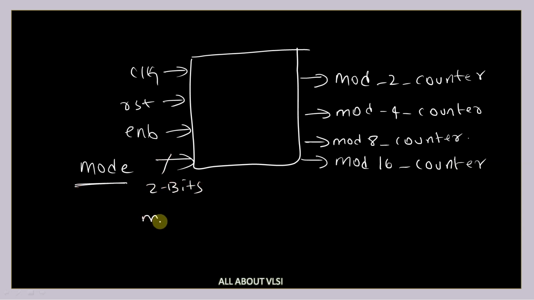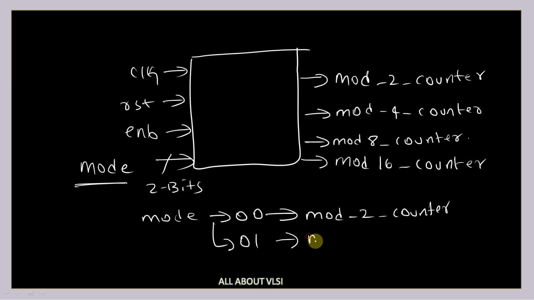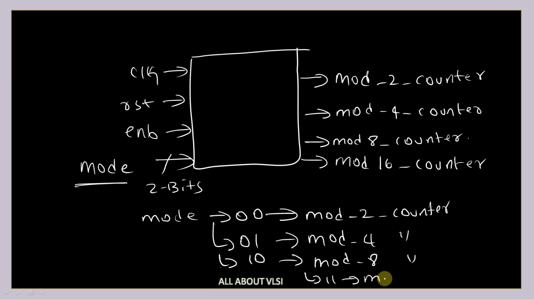If the mode signal is equal to 00, then we should have a mod 2 counter, if it is 01, it is a mod 4 counter, if it is 10, then it is a mod 8 counter, and if it is 11, then it should work as a mod 16 counter. We need to design this. Depending upon the mode, we need different counting sequences. Now how to do this, let us try to understand with one example.